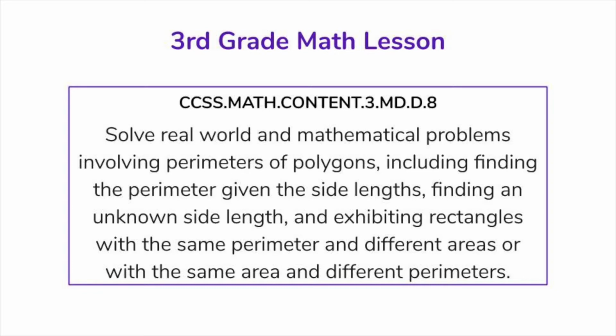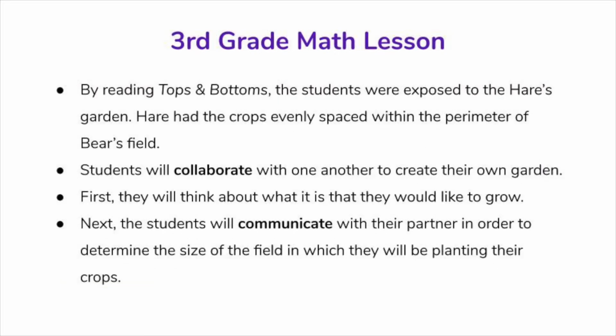Next is a third grade math lesson aligned with the Common Core standards. By reading Tops and Bottoms, the students were exposed to the hare's garden. Hare had the crops evenly spaced within the perimeter of Bear's field. The students will collaborate with one another to create their own garden. First, they will think about what they want to grow, and then they will communicate with their partner in order to determine the size of the field in which they will be planting their crops.